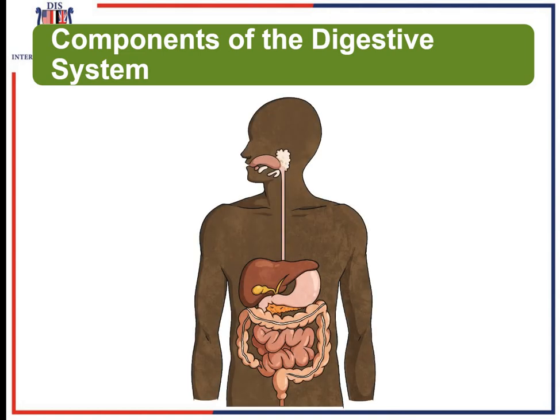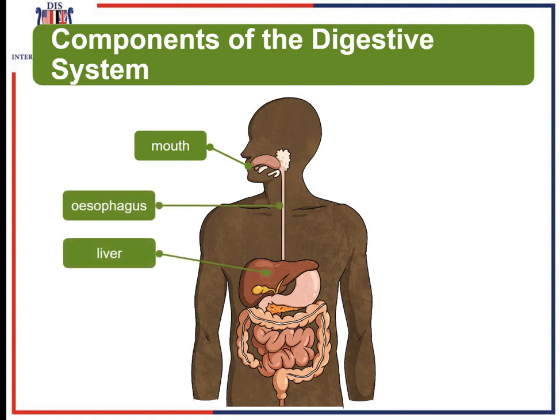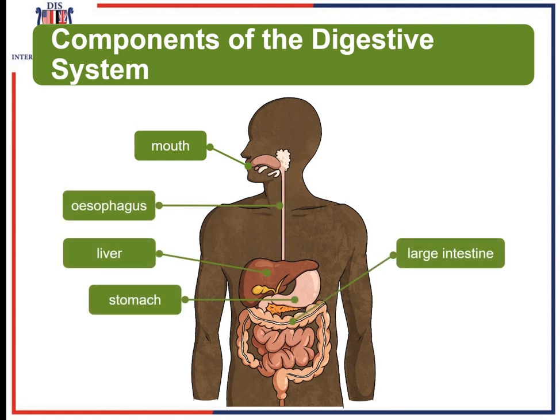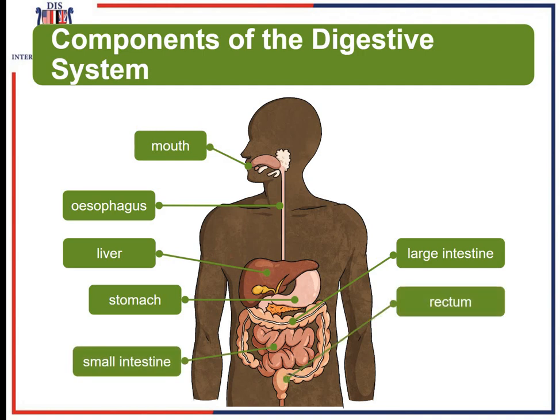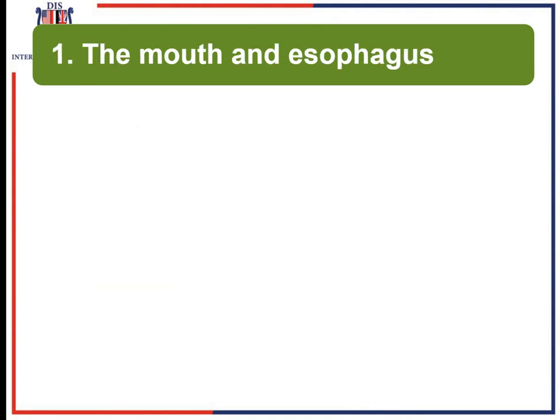What are the components of the digestive system? What are the organs in the digestive system? I have the mouth, esophagus, liver, stomach, large intestine, small intestine, rectum, and anus. I need you to know the name of each one, the function of each one, and you should know the labeling of each system that we have taken through this term.